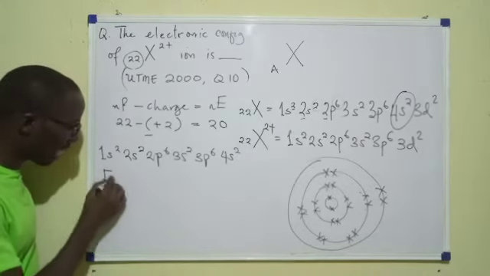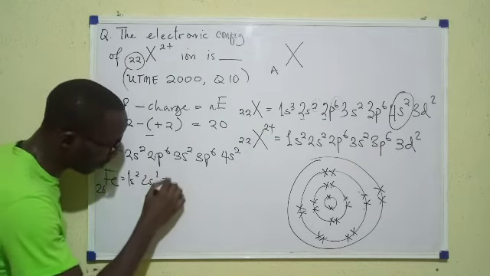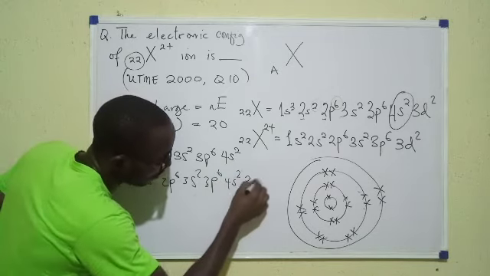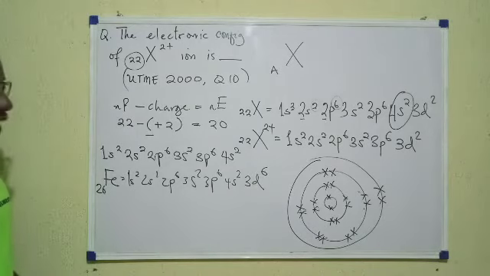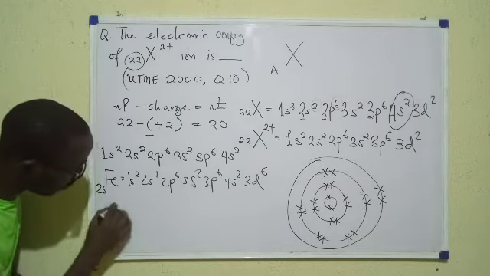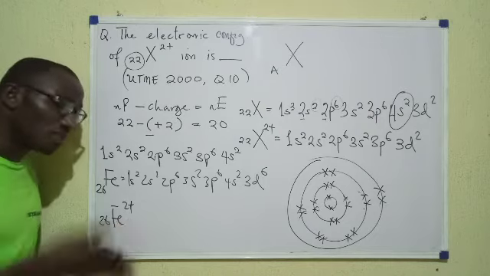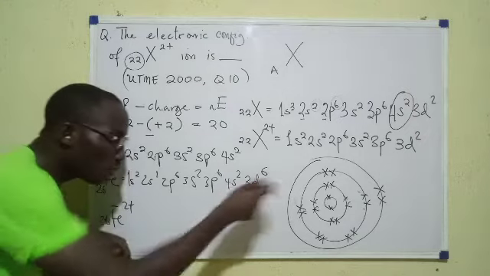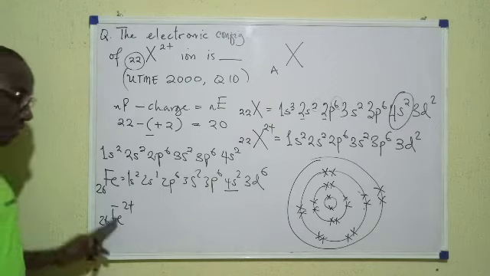For example, consider iron, element number 26. 1s2, 2s2, 2p6, 3s2, 3p6, 4s2, and 3d, because it's 26 now, 6. Alright? Now, looking at this element, what if we're asked to write the electronic configuration of this guy, Fe2+? 2+ here means that we're going to throw away 2 electrons. So where would we take our 2 electrons from? The outermost shell, which is 4 here. So the 4s2 will leave, and what you have left is Fe2+.